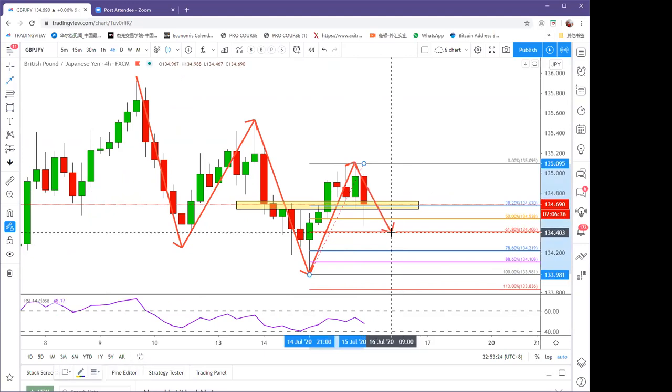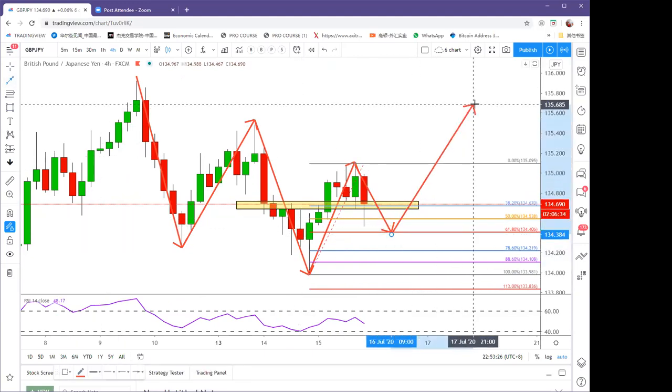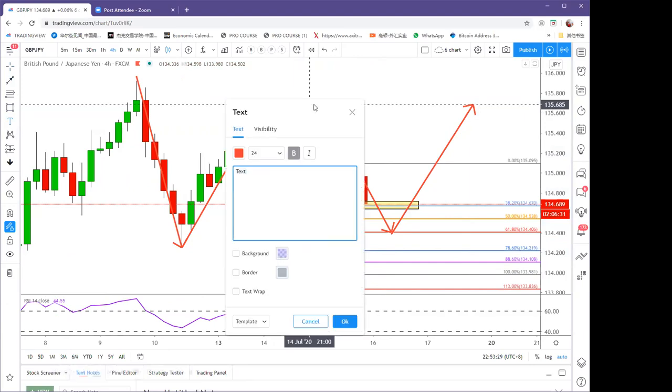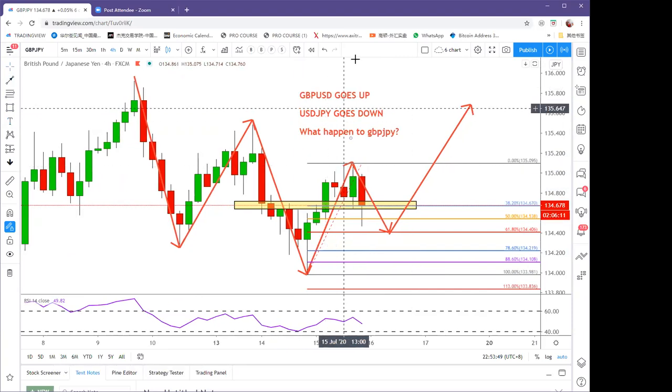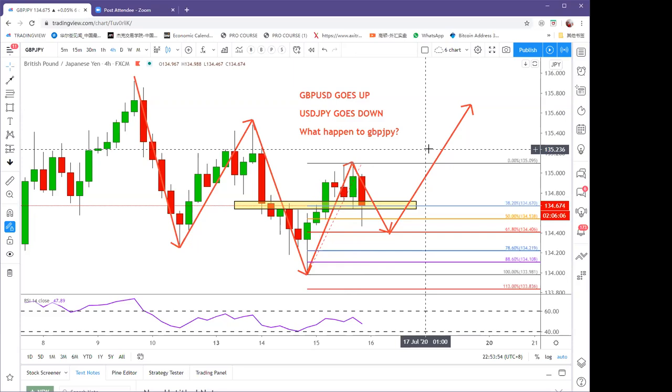Okay, the only problem is the dollar yen may go down. So if the dollar yen goes down and the sterling goes up, see here, sterling dollar goes up and dollar yen goes down. What will happen to sterling yen? Anyone knows? Do you have any idea? If sterling goes up and dollar yen goes down, what happened to sterling yen? Yeah, it could be sideways. Yeah, if the yen and the sterling both appreciate against the dollar in the same percentage move, right?